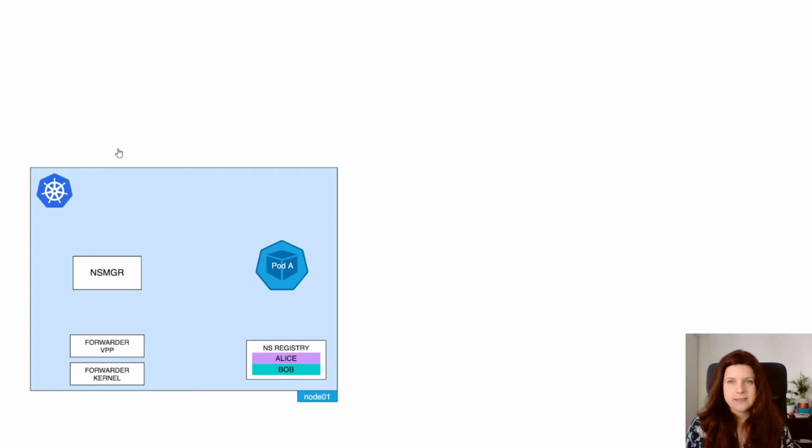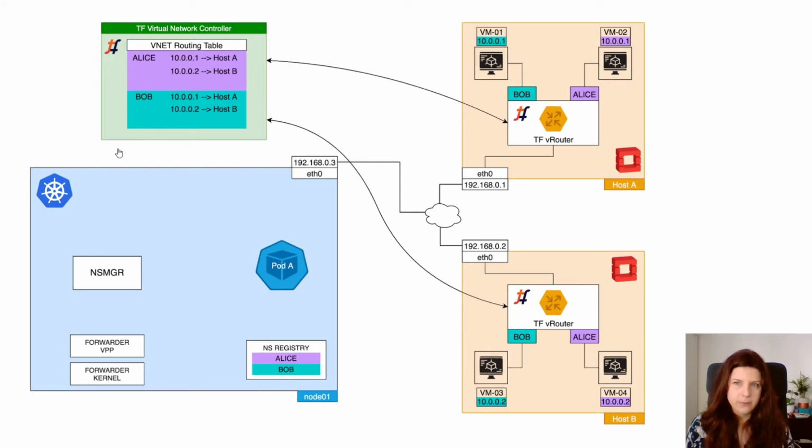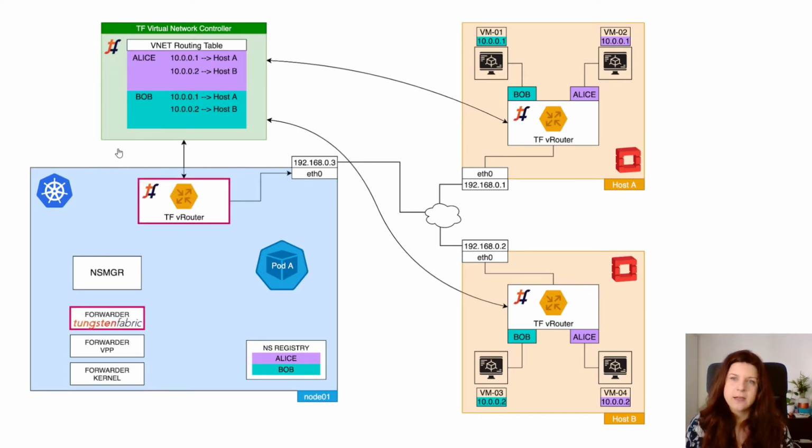So first, let's get back to the setup of the Kubernetes cluster with network service mesh already installed. And let's add the Tungsten Fabric cluster to the picture. So what we need to do is to install 2 new components, Tungsten Fabric vRouter and Tungsten Fabric forwarder for network service mesh. The vRouter is the data plane component. It is responsible for packet tunneling to other vRouters. And the forwarder is the control plane, and it carries out stitching the pod together with the vRouter.